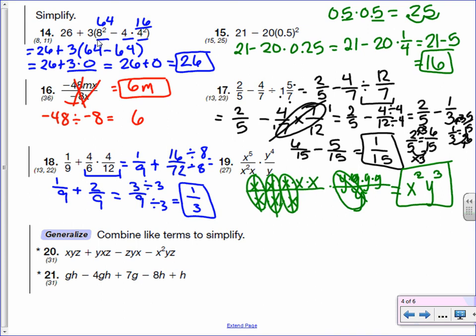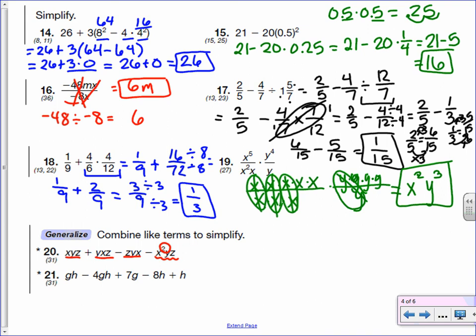Combine like terms. So we need to look and see that the letters are all the same. The order of the letters doesn't matter. But the letters all need to be the same, and they need to have the same exponents. So if you look at these first 3 terms here, they all have x, y, z, and each of those letters only has an exponent of 1.